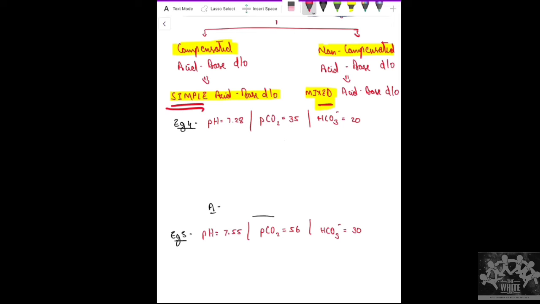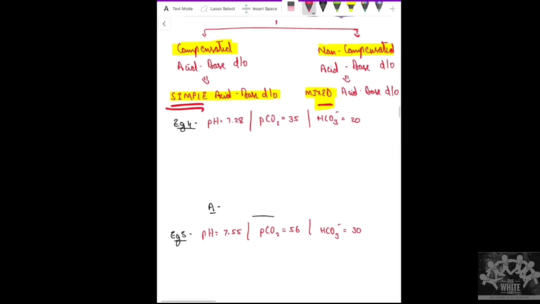Please do this sum. Example number 4. Can you guys do this? Answer, please. Okay. Metabolic acidosis. Sanjay, you say metabolic acidosis, but is it compensated or is there any mixed disorder? Okay. Shravanti says it is compensated. Compensated means simple. Yes, very good.